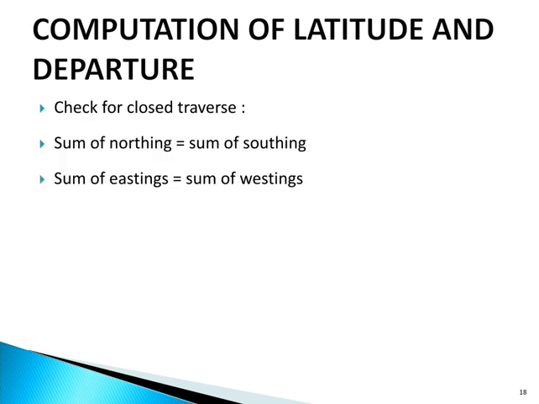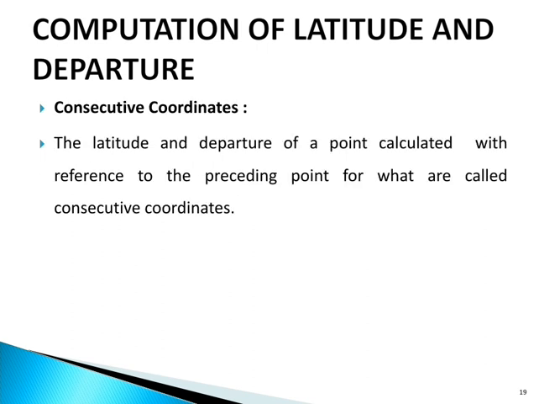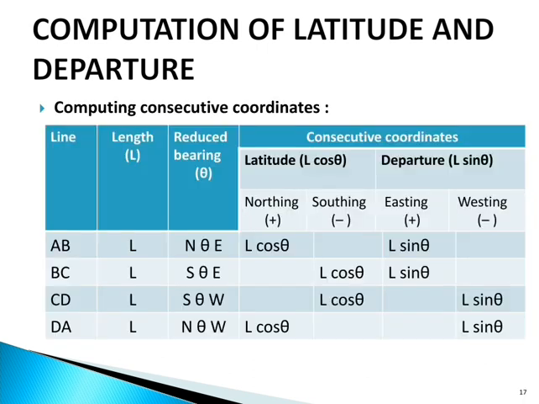Okay, so now let's see how we can check a closed traverse. The check for a closed traverse is done by sum of northing equal to sum of southing, and sum of easting equal to sum of westing. So if both checks are accurate, then the traverse is said to be a closed traverse. So let us see the consecutive coordinates which we have seen here.